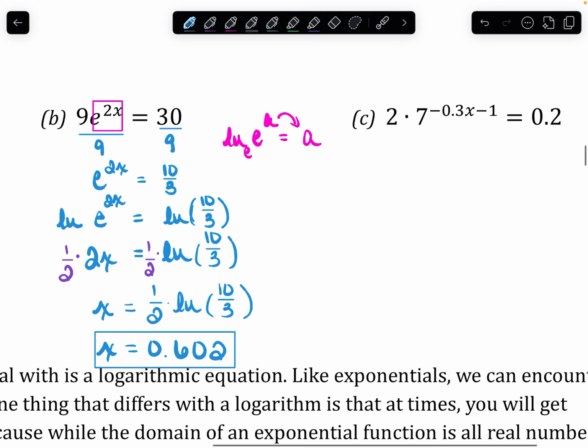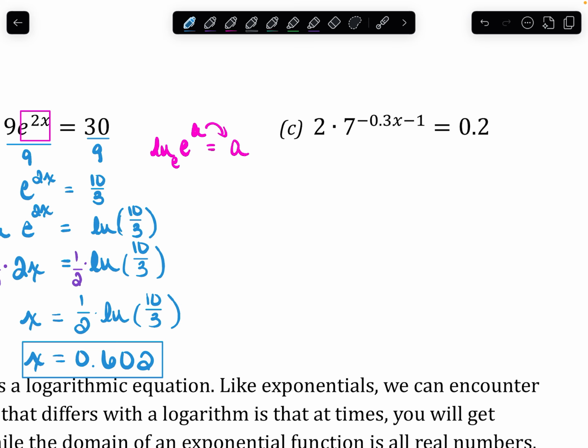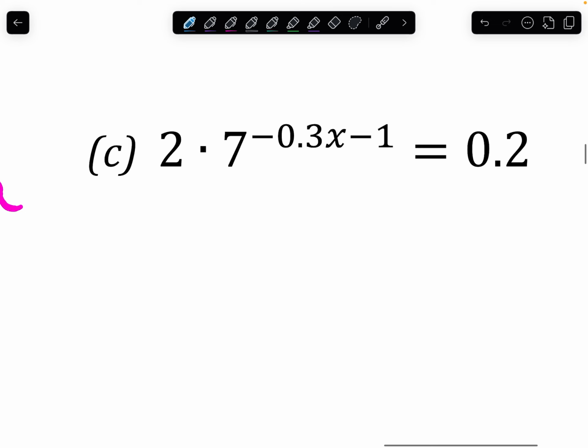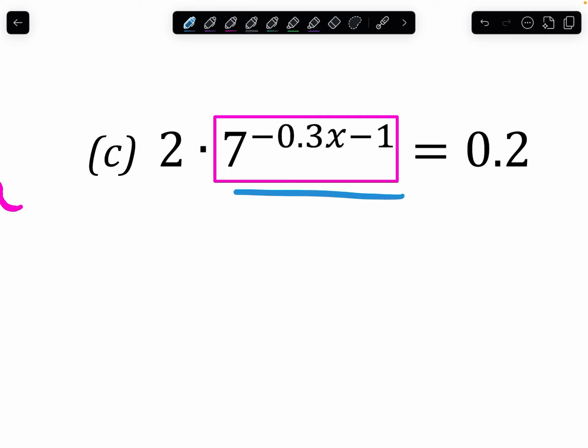All right, C. So we got a lot of numbers going on here. All right, so first locate your x. It is in the exponent associated with the 7. So that means I need everything else on the other side. That -1, careful, is up in the exponent, so don't try to move it to the other side. All we can do right now is move the 2. So we're going to divide by 2.